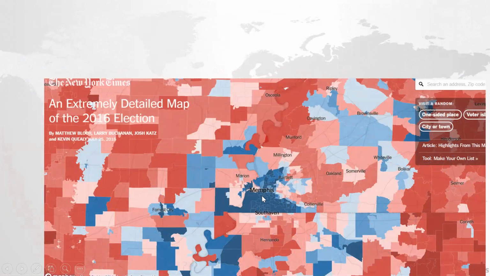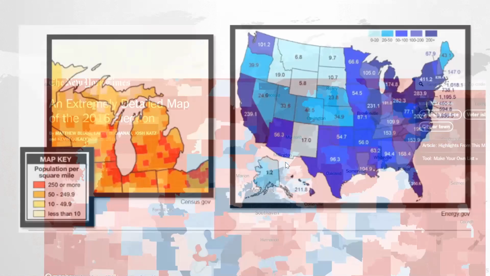And then we can start asking, so why is Memphis different than the rest of Tennessee? Is it the people there, maybe? The age of people there? Is it the fact that it's more urban than the rest of Tennessee?